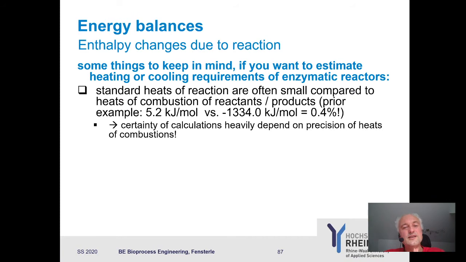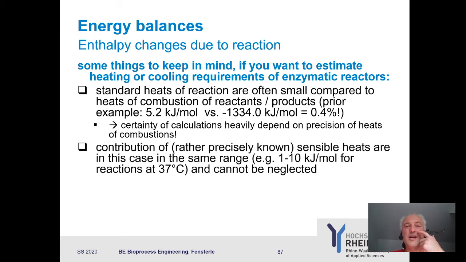We use these huge standard heats of combustion to calculate the small heat of reaction here. So you see it's only 0.4%. So therefore, if these values are not precise, these are also not precise. So in enzymatic reactions, it's kind of problematic if you use, let's say, imprecise standard heats of combustion to calculate this. These values will be kind of vague. This is especially true for these enzymatic reactions.